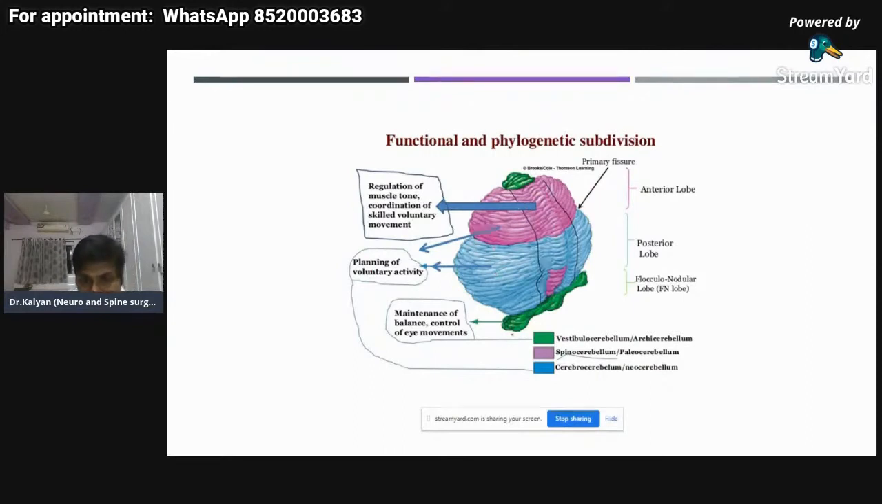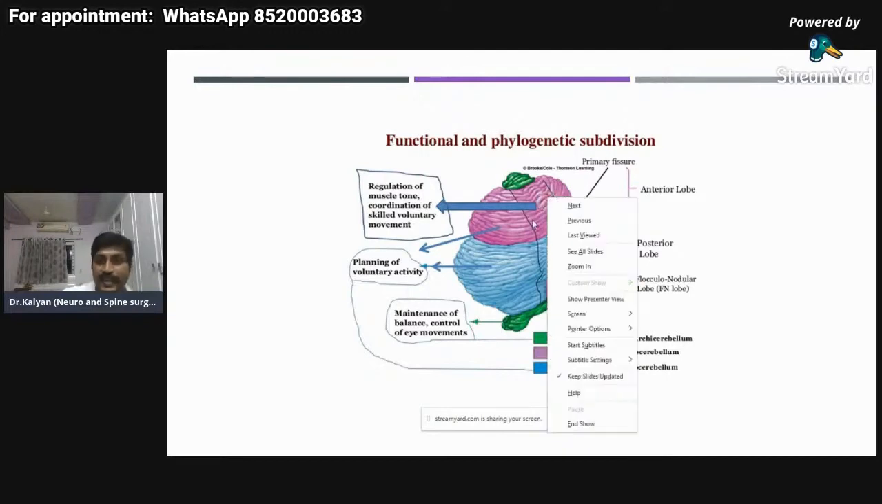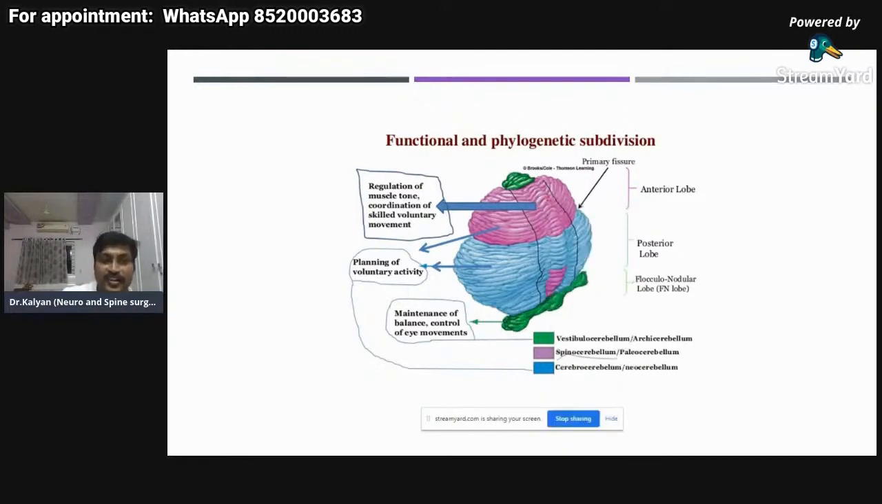So again, this is the archicerebellum or the flocculonodular lobe. The function is maintenance of balance and control of the eye movements. This is the anterior lobe, which is known as the paleocerebellum. Its function is regulation of muscle tone. And this is the middle lobe or the neocerebellum, whose main function is planning of voluntary activity and coordination.